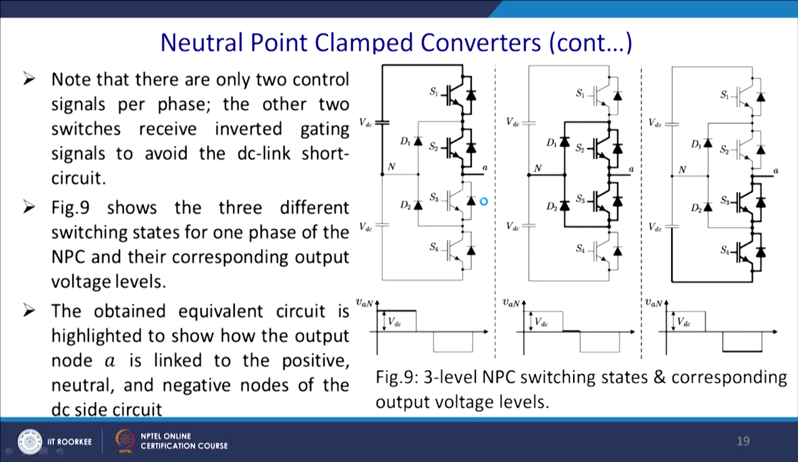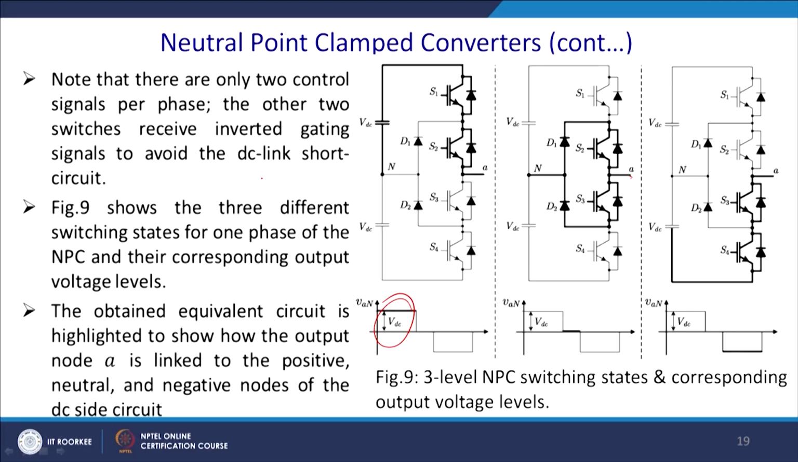So, ultimately when you require to generate the plus VDC you will have this, and if you want to generate the minus VDC then S3 S4 are closed, and when you want to generate the voltage 0 then both S2 and S3 are switched on. Depending on whether this voltage is more than this or reverse, the conducting diode will conduct.